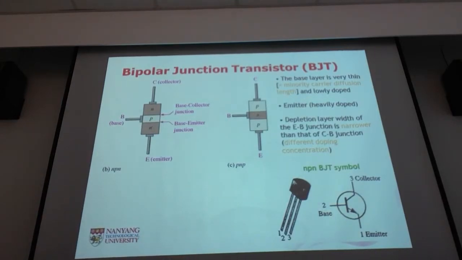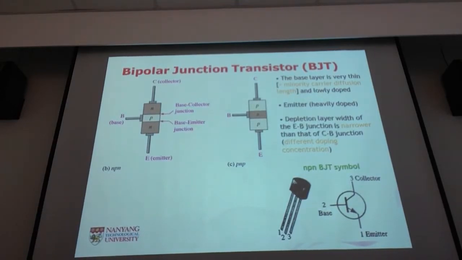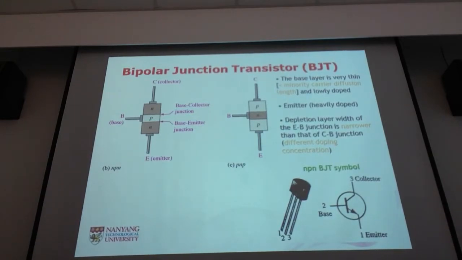To let it have a current, we have to create a kind of channel in the base. How can we do that? It's by applying voltage here. In this case, we will apply a positive voltage here, so that the electrons in the base will be attracted to the surface and create a bridge or a channel here, so that the electrons can diffuse over this distance and reach the collector.